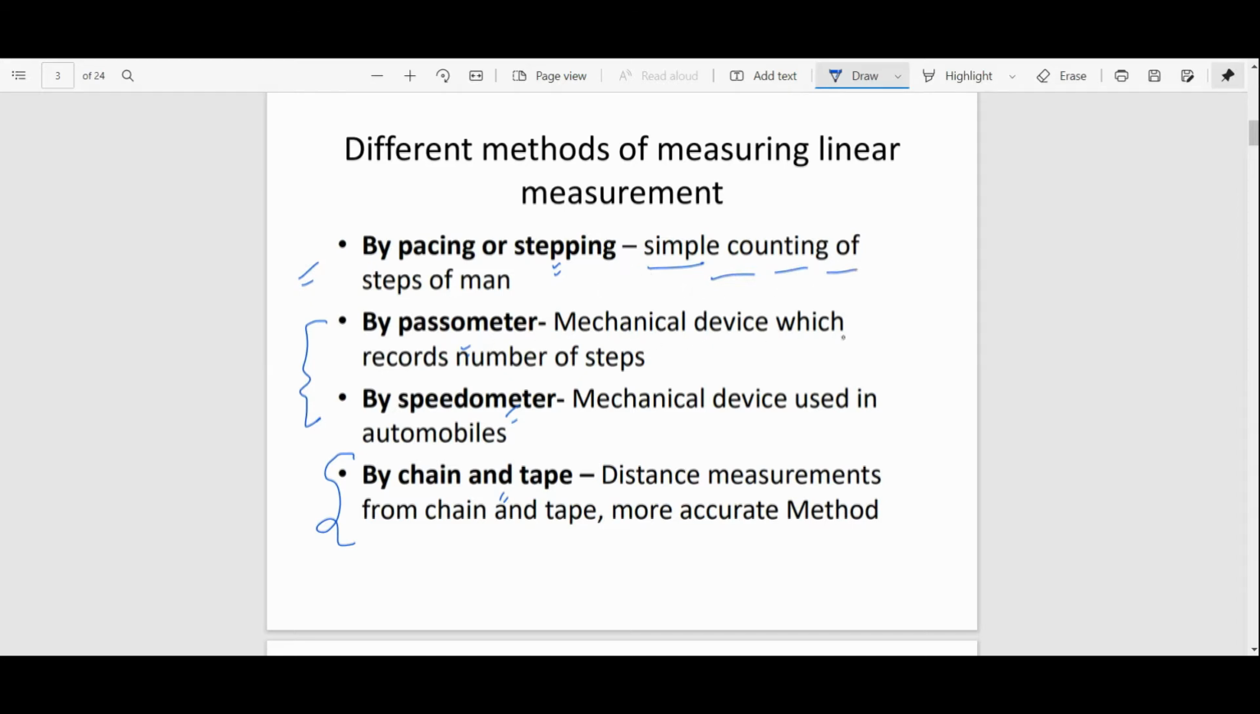Pedometer is a mechanical device which records the number of steps. So basically it is used in vehicles. And speedometer is also, because it also calculates the speed of the vehicle. So it is again a mechanical device which is used in an automobile. And the last one is chain and tape, that is used to measure the distance with the help of chain and tape, and this method is basically a more accurate method. So we use tape at present, and when tape was not there, at that time we used chain. Okay, so that is linear measurement.